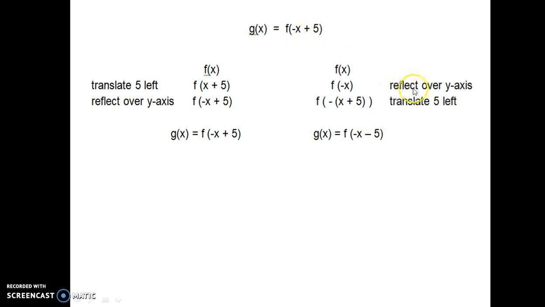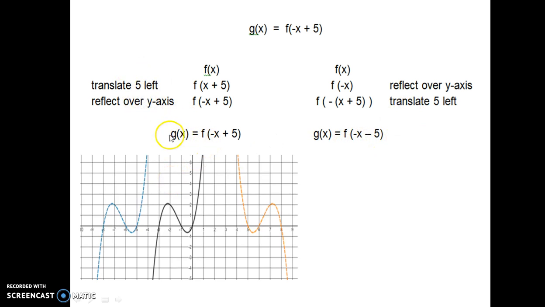So what that tells us is doing this order here is not correct. Reflecting it first and then doing this translation leads to the wrong function, but this order leads to the right function. Let's look at that graphically. Here we have the original. If we follow this order, we translate left first, so translate 5 units this way, and then we reflect over the y-axis. That flips all the way to this side. There it is. That's correct.